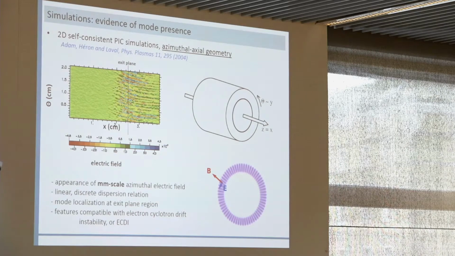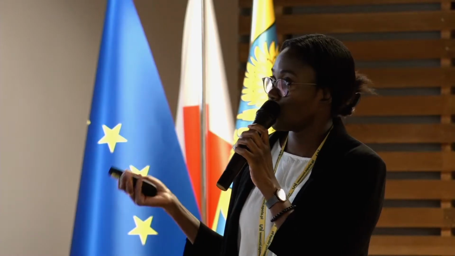And the exit plane region is the one where we have this anomalous mobility. And what they found, this image here is a result from their simulation showing the azimuthal direction, axial direction, and then this modulation, this electric field modulation shown here. This electric field has a wavelength on the order of 1 millimeter and below. Typically, it's associated with oscillations on the order of a few megahertz.